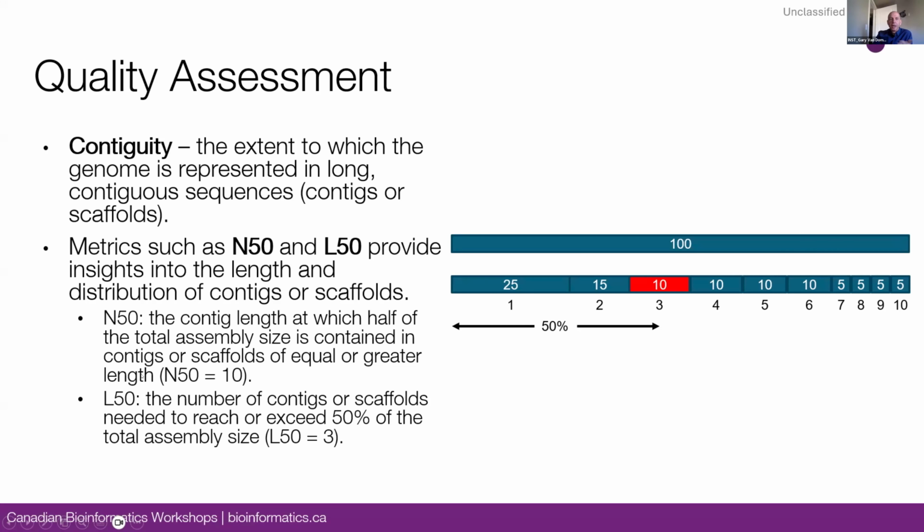Now you would think that if L50 is for the number of contigs, you'd call that the N50, and if the N50 is for the length of contigs, you'd call it the L50, but they're exactly the opposite for obscure reasons. But anyways, that's just the world that we live in. But that's N50 and L50.